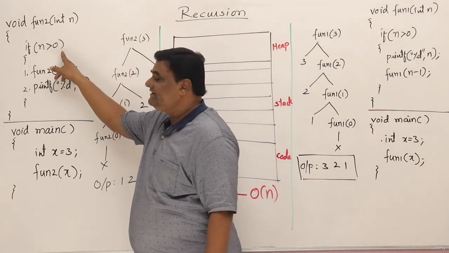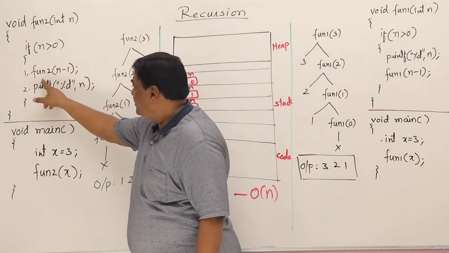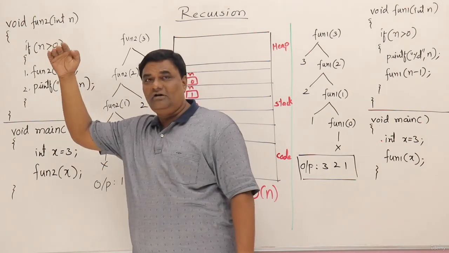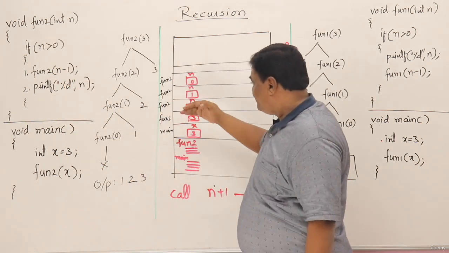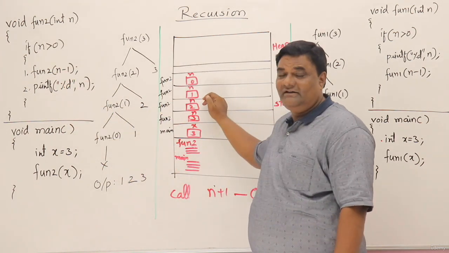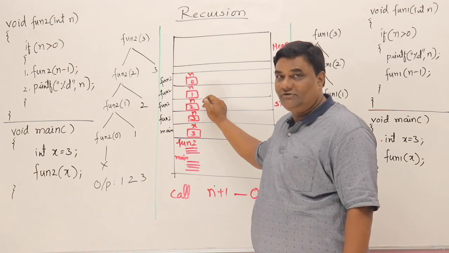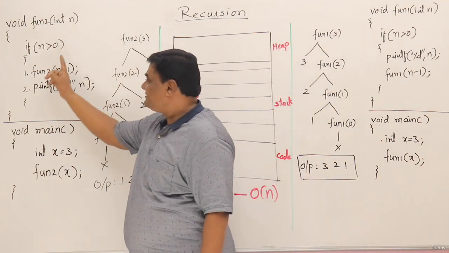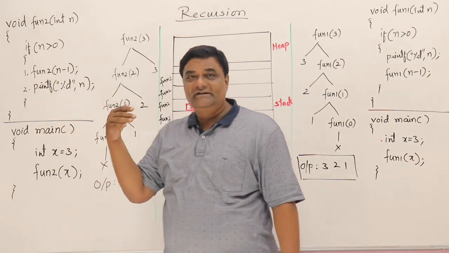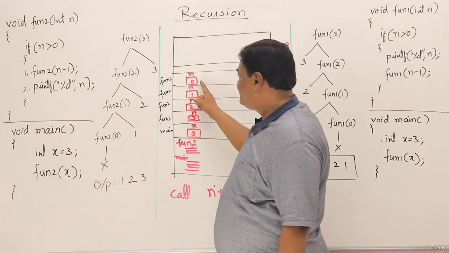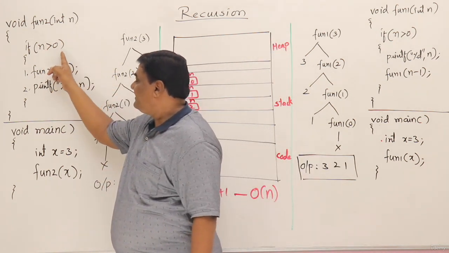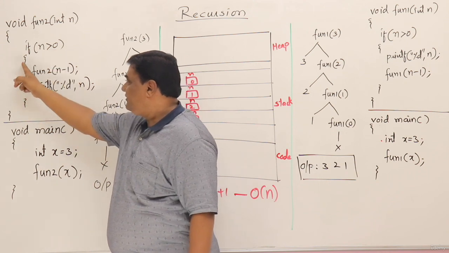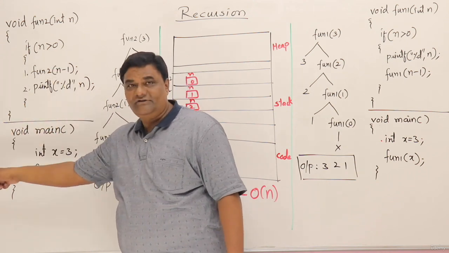Now is n greater than 0? Yes. Then call again. So again it will call with n minus 1. So a new call will create this activation record with n equal to 2. Then again it will call. Then again it will call. See, because the first statement is the call, it's calling itself every time. When n is equal to 0, 0 is not greater than 0. So it will not enter into the if block and will come out of the function.